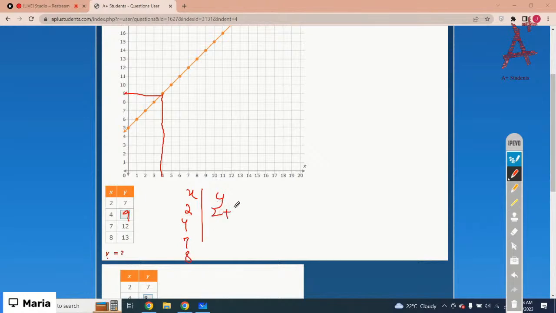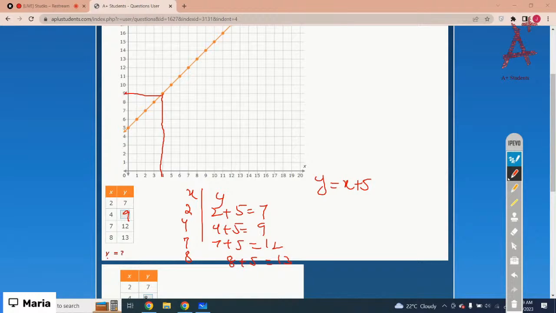2 plus what number is 7? 2 plus 5 is 7. Then 4 plus 5 is 9. Then 7 plus 5 is 12. Then 8 plus 5 is 13. That means for each value of y, you have to add 5 to x value. So it would be y equals x plus 5.